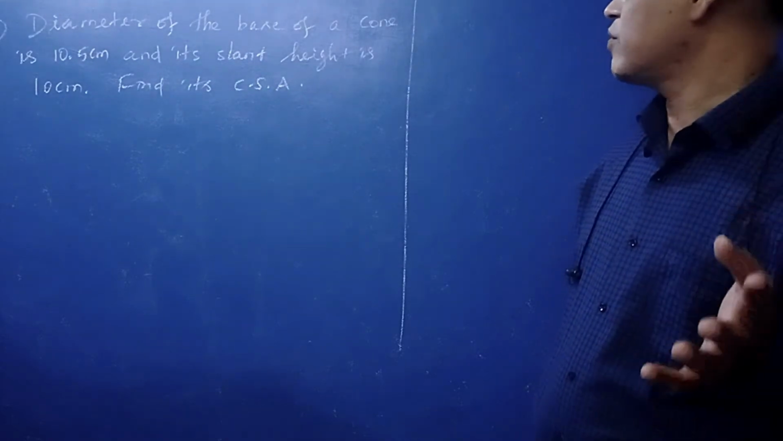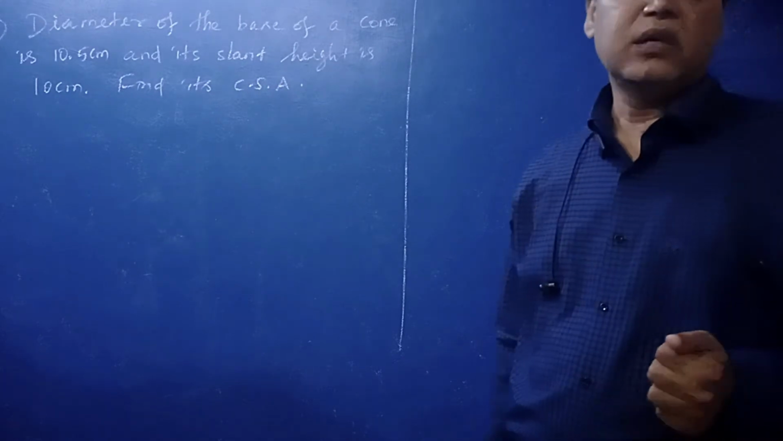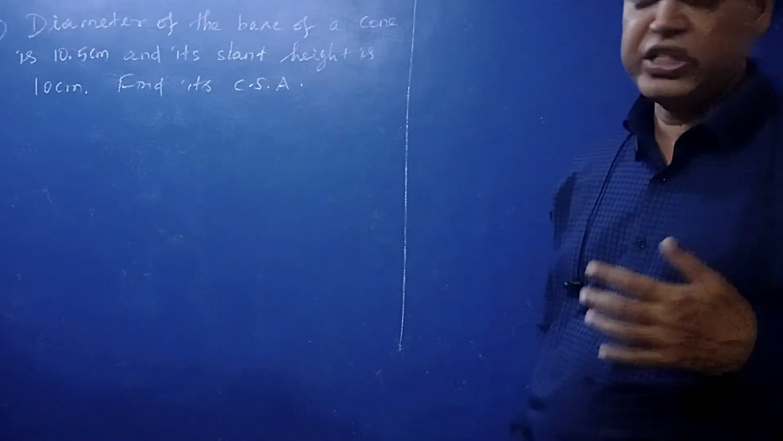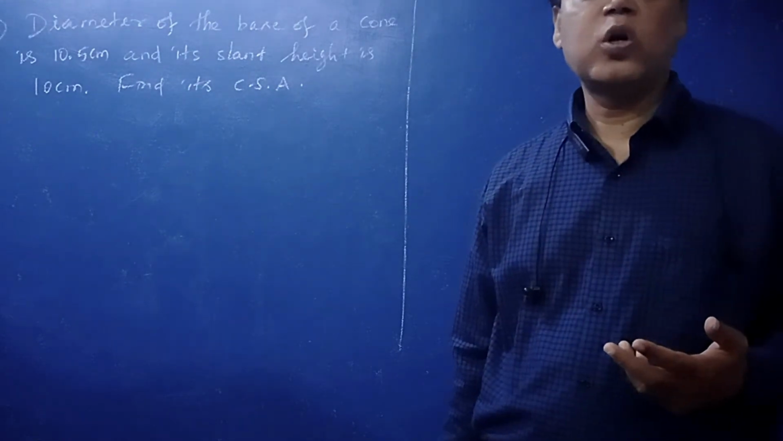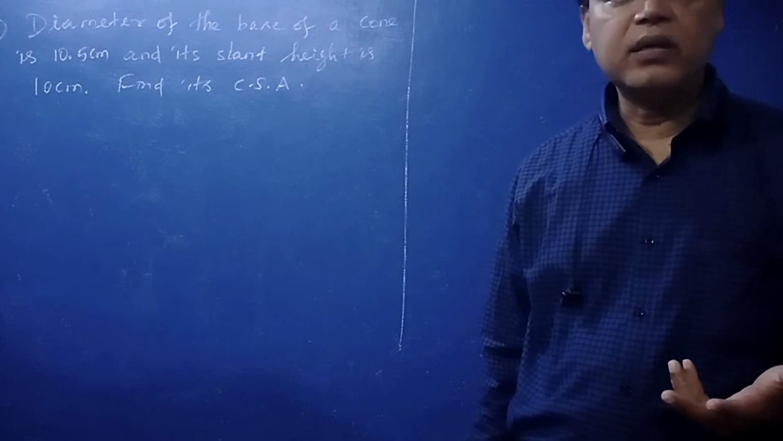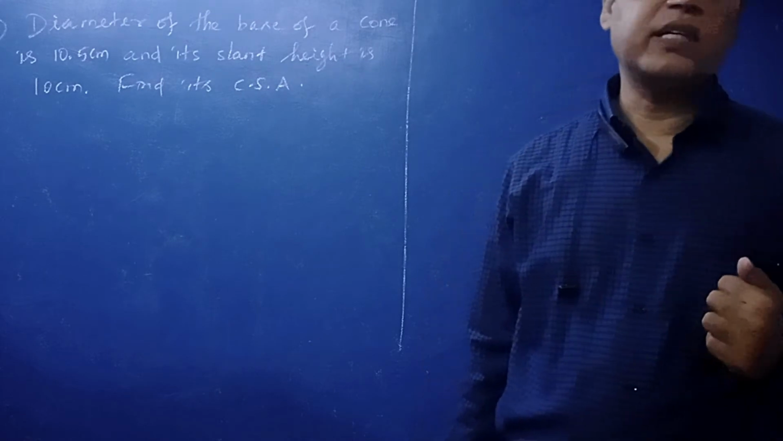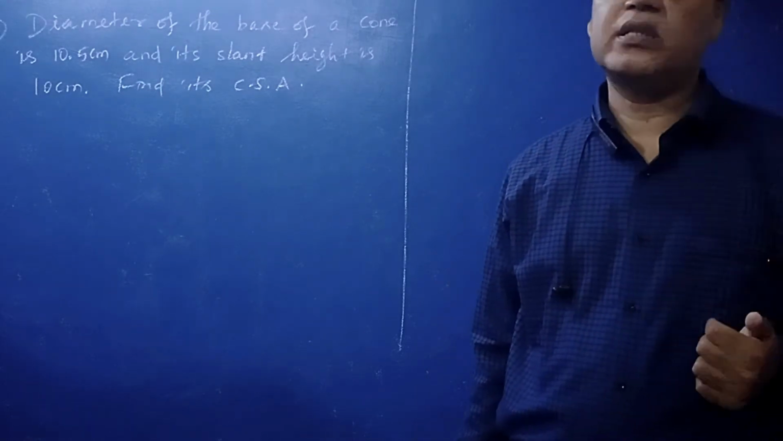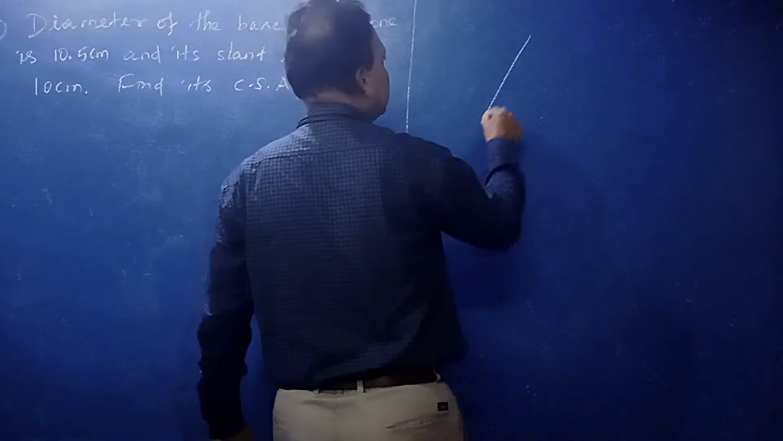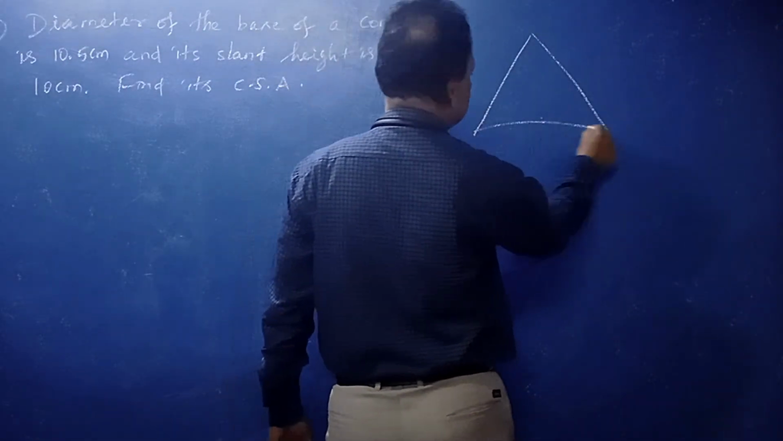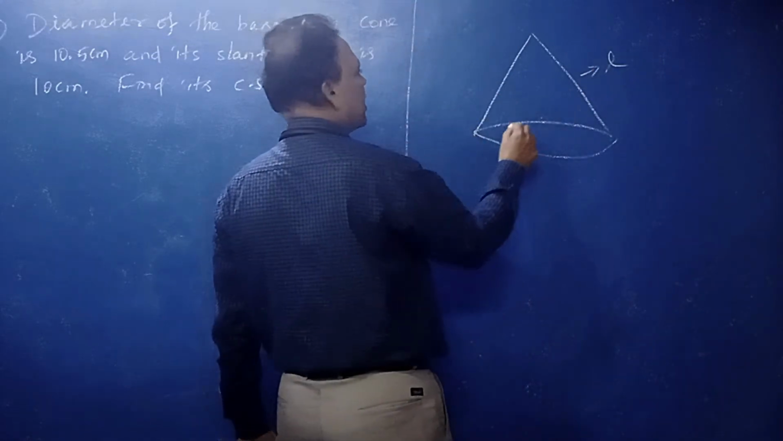Diameter of the base of a cone is 10.5 centimeter and its slant height is given as 10 centimeter. Find its CSA, the curved surface area. What is the curved surface area of a cone? That is pi r L. I have already given the formula in part 1, so you have to refer to that part 1 video. Still, just recall the cone. Cone is having slant height. This is L, slant height.